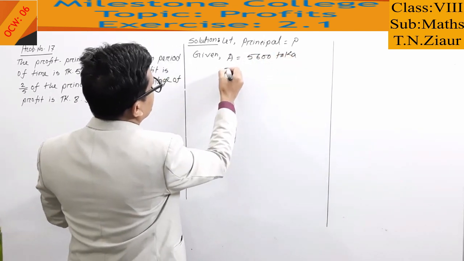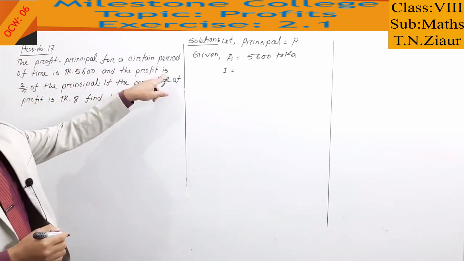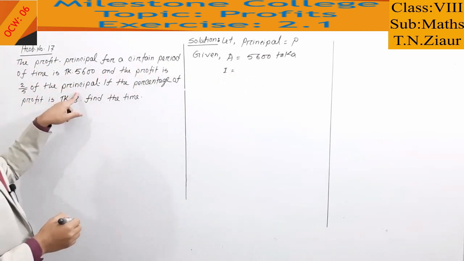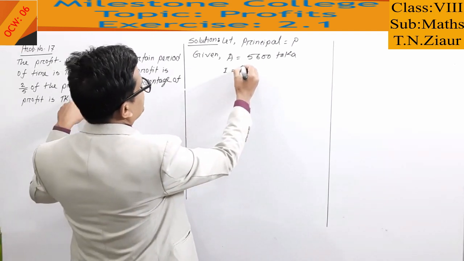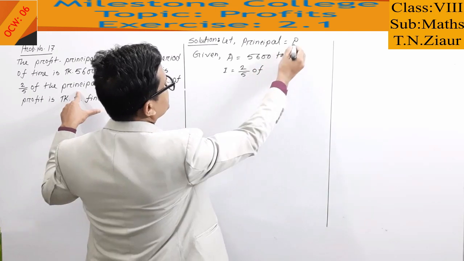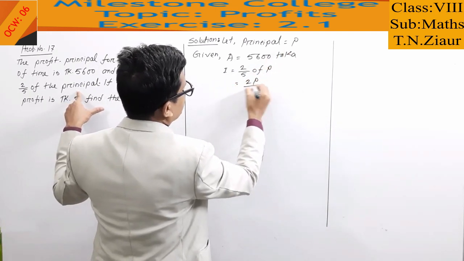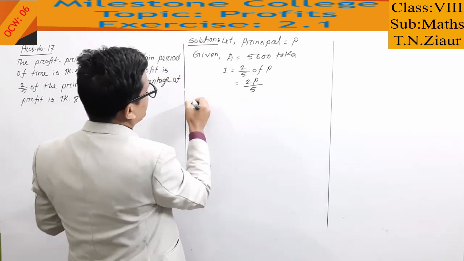Okay, so I is equal to what? I means interest or profit. Here, profit is 2 by 5 of the principal. So just write 2 by 5 of principal. Principal means p, already we have taken p, so it will be 2p by 5.